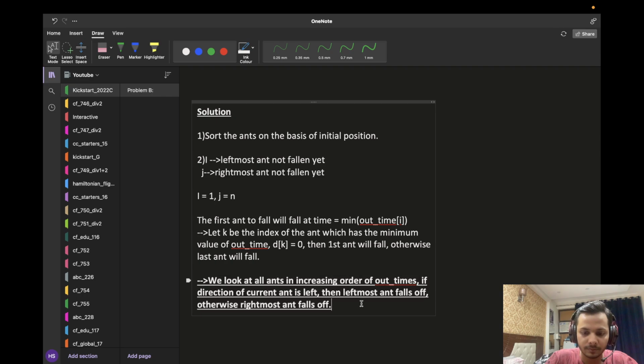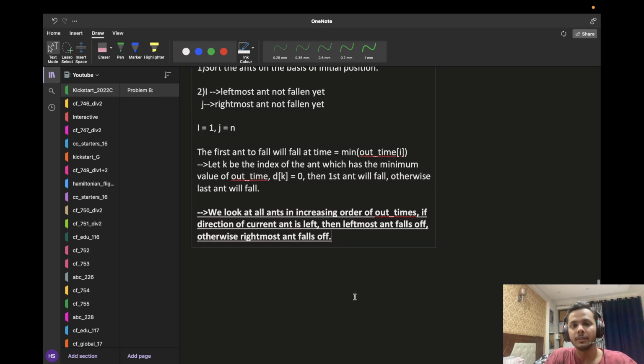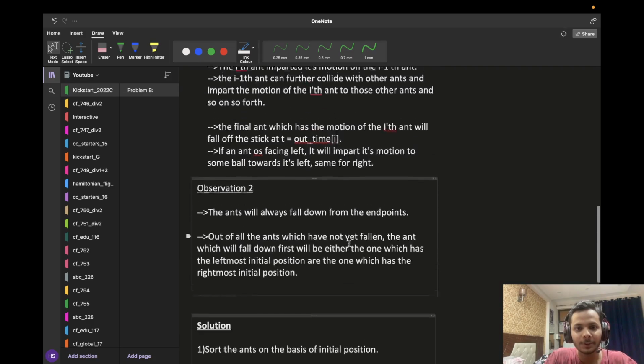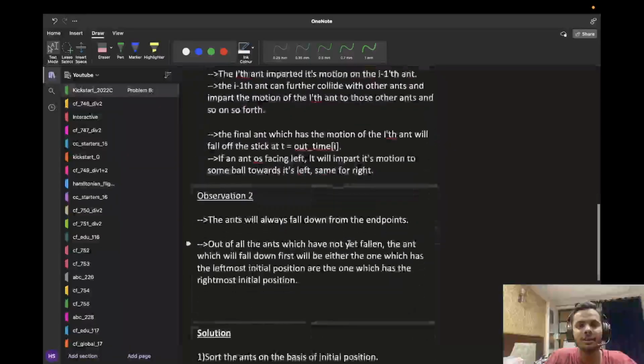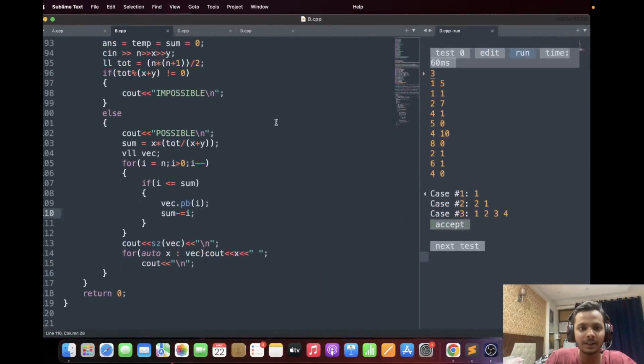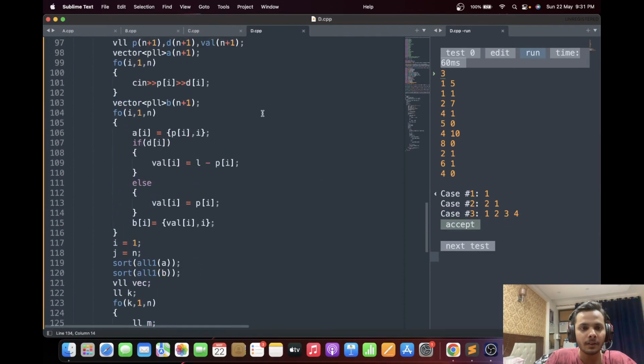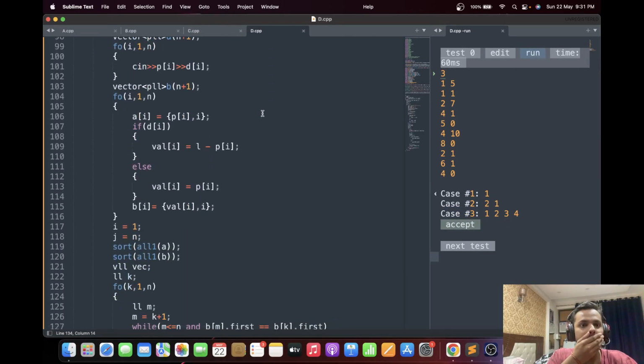Okay, all right. So yeah, this basically completes the solution. So these two were pretty involved observations, so I would say this is a very nice problem. So let's just have a look at the code. The code is pretty simple. First we are taking in the ants and sorting them according to their positions. So this A vector contains all the ants sorted according to their positions.